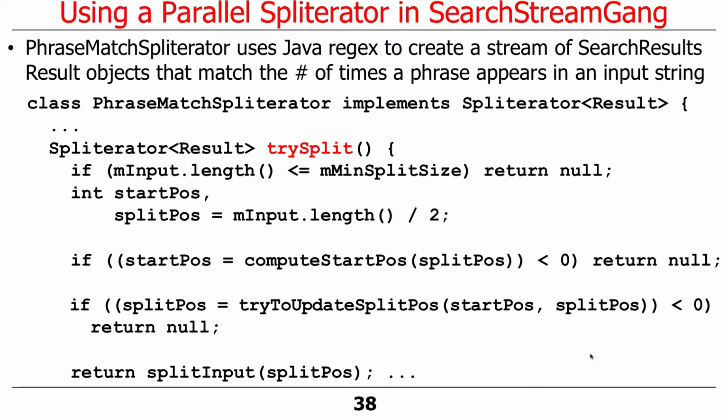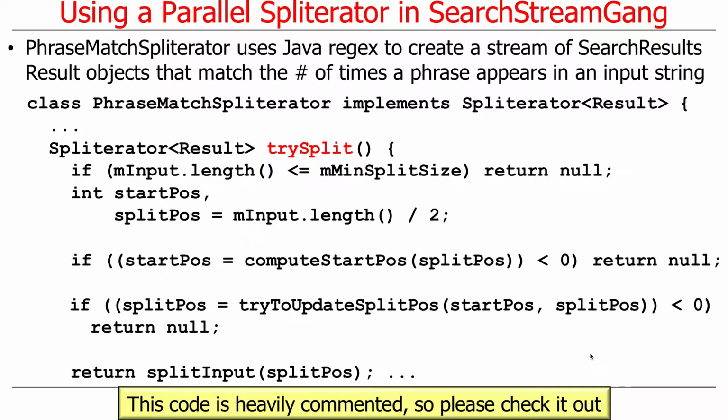So here's what the code looks like. This is try split. And you can see try split calls compute start pause, try to update split pause, and split input. Those are some helper methods that it's going to use. The code itself, if you go read it, is very heavily commented. I'll walk you through the high order pieces here.